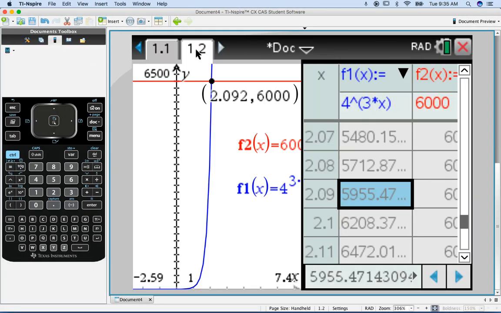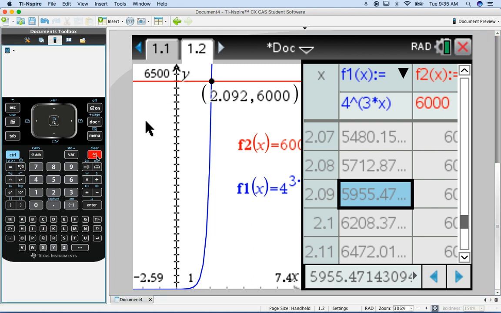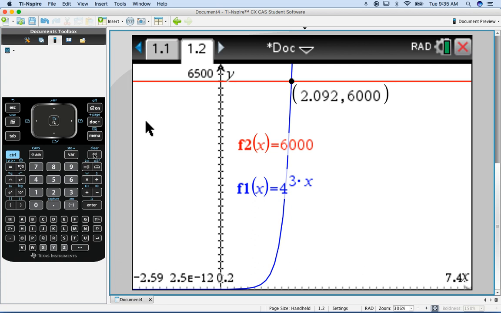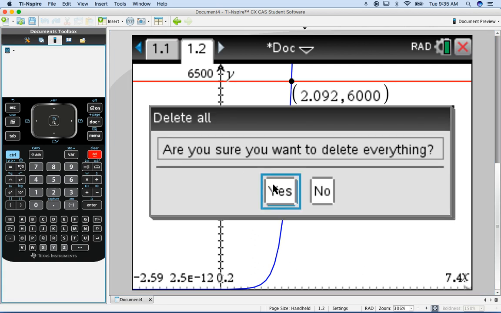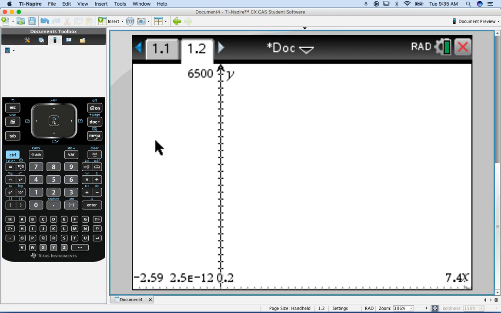And I on purpose left this here because between problems, I want you to press delete 3 times. Before we do that, we have to press Control T to get rid of the table. Then we'll press delete 3 times. Press yes because we want to delete everything.